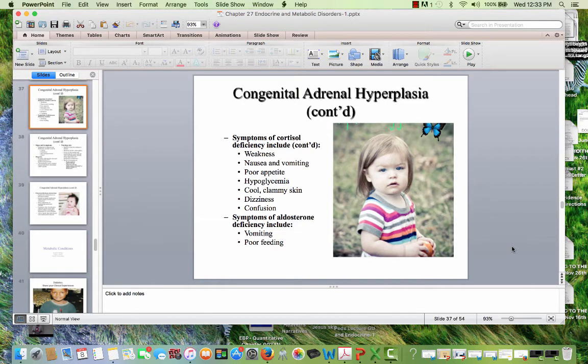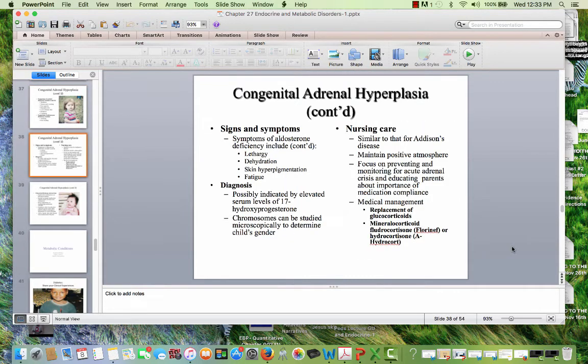So some of the other signs and symptoms of cortisol deficiency include weakness, nausea, as I mentioned before. They'll have cool, clammy skin. Aldosterone deficiency includes vomiting, poor feeds, lethargy. I talked about Addison's a little bit and the importance of that. So the actual diagnostic testing is usually genetic, and prenatal screening is available. However, the screening may show false positive results. So in this case, if that happens, you as the healthcare provider will need to evaluate for symptoms at birth.